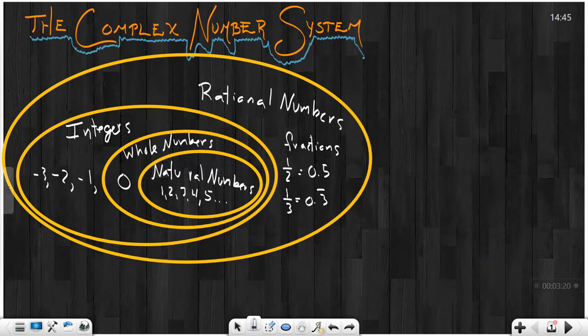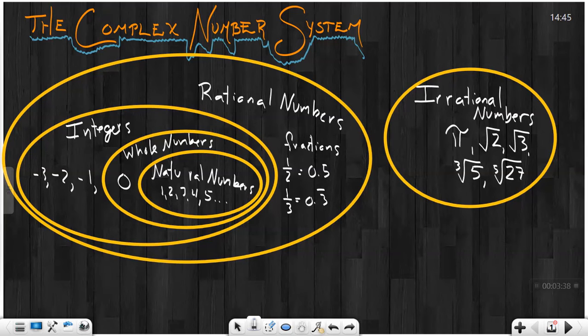What about numbers that can't be expressed as a fraction? Well, we've got pi, square root of 2, square root of 3. These are decimals that go on forever and never, ever, ever repeat. All right? Therefore, they cannot be expressed as a fraction. These are referred to as irrational numbers. All right? And these are outside of the rational number circle.